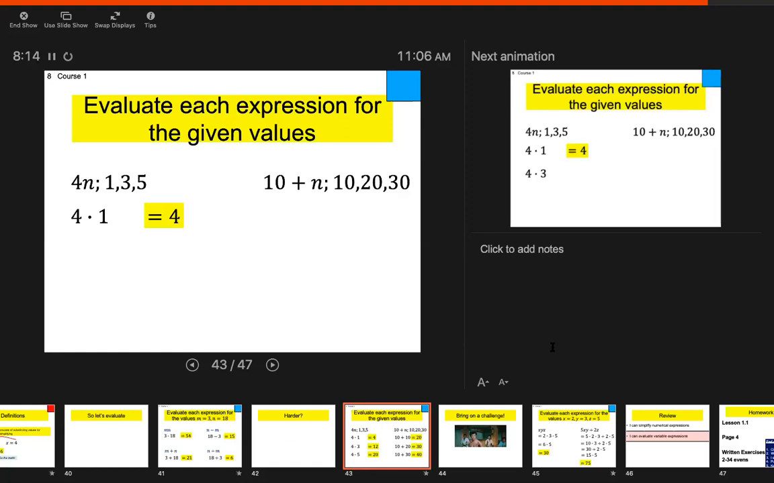Keep talking. 4 times 3. 12. Keep talking. And then 4 times 5, which is 30. 20. 20. Yeah, there you go. All right. Confused or not confused now? No. See how easy that is?